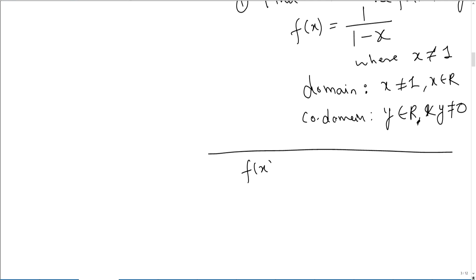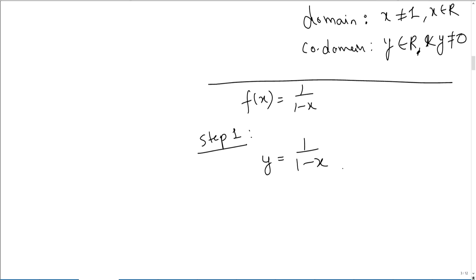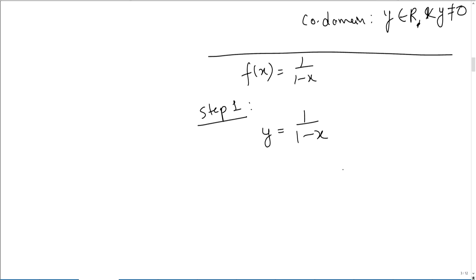Let me write the function clearly here, 1 divided by 1 minus x. Okay. Step 1. In the first step, replace f of x by y. Replace it by some outcome variable. Rather than y, you can use something else as well, let's say z or something. That doesn't matter. It's just a variable. So step 1, y equals 1 divided by 1 minus x.